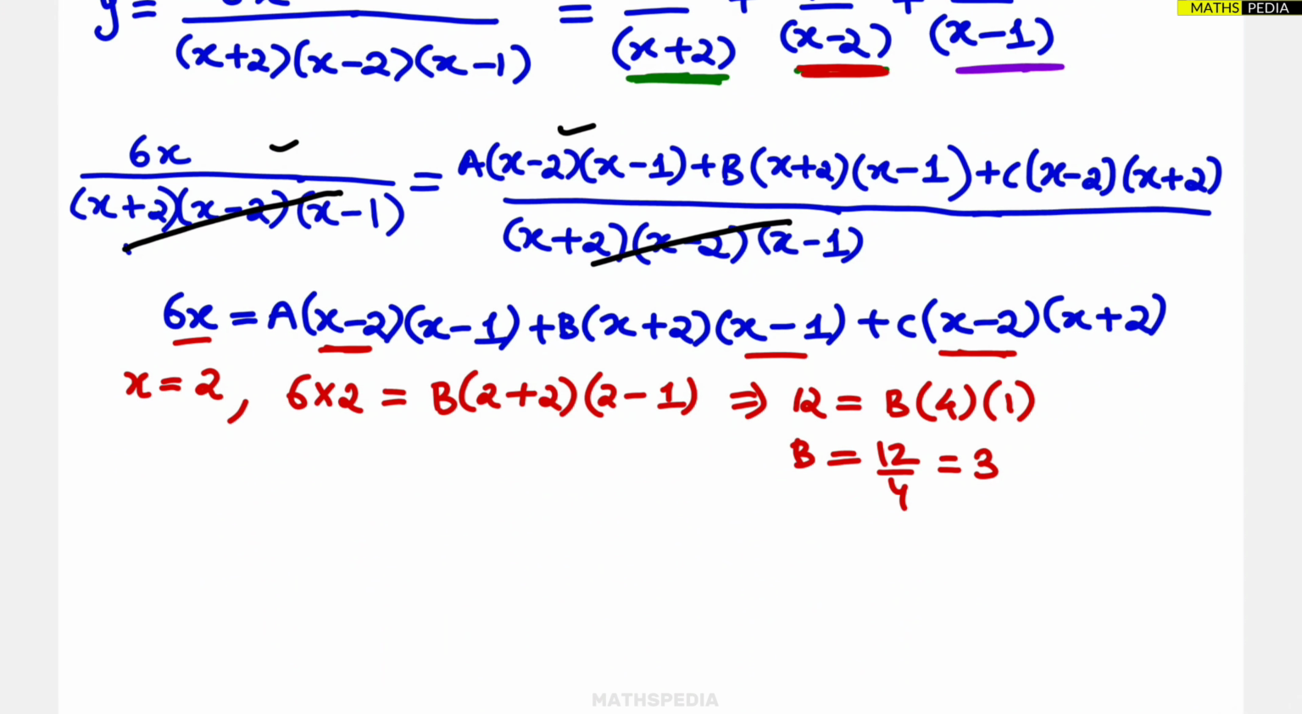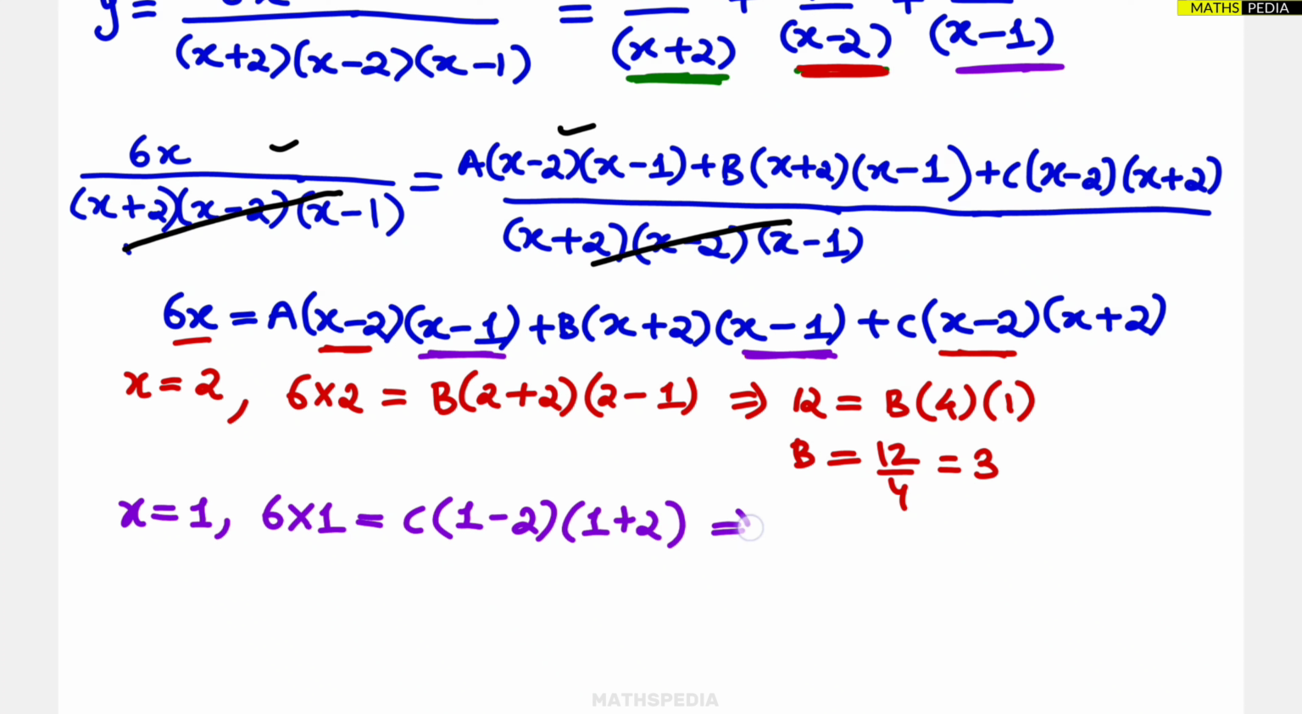So next we'll see, here x minus 1 is sitting, here also x minus 1 is sitting. So what we can do is eliminate the a and b variables. How to eliminate? Put x equal to 1. So if I put x equal to 1, what happens? 6 into 1 equal to, the A part is gone, the B part is gone, what is left out? The C part. C into 1 minus 2 into 1 plus 2.